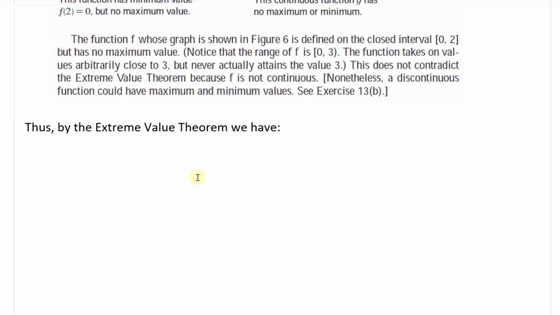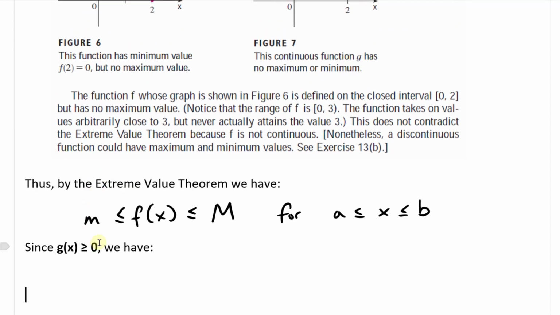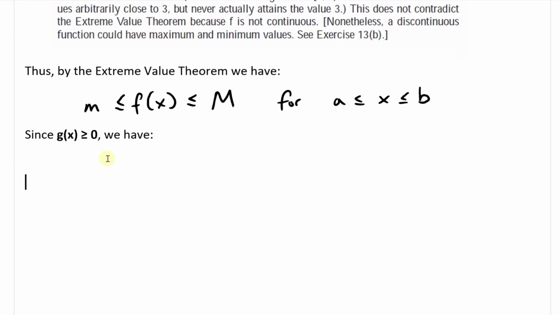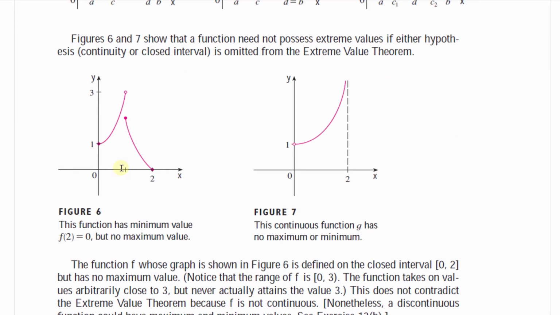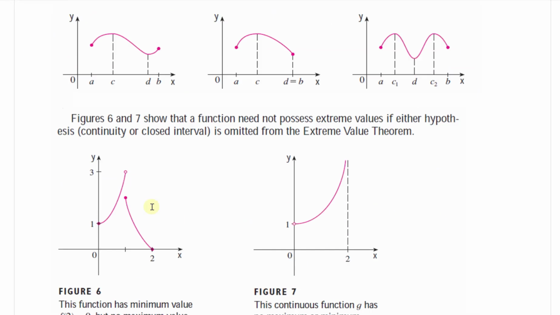So in our case, by the extreme value theorem, we have a continuous function f of x from a to b. So f of x is going to be greater than or equal to the lowercase m for the smallest value, and it's going to be less than or equal to capital M for the extreme maximum. And this is for a less than or equal to x, which is less than or equal to b. And now, since g of x is greater than or equal to 0, we're going to assume that case, because remember, it doesn't change sign, and we're just going to go for this first scenario.